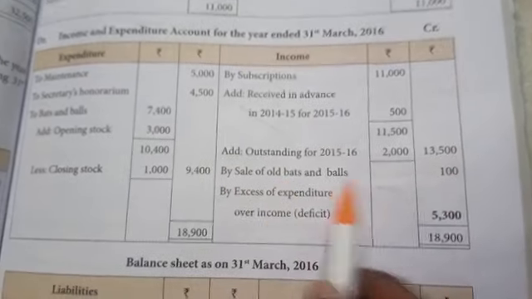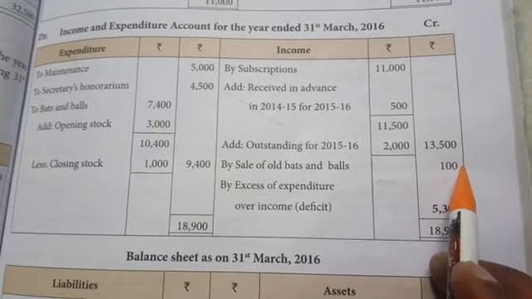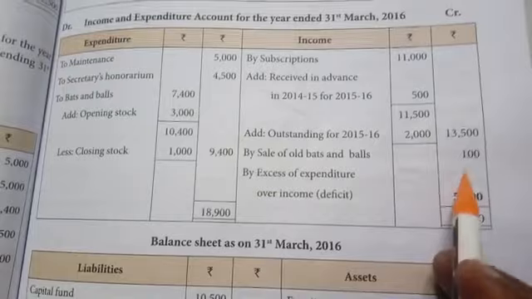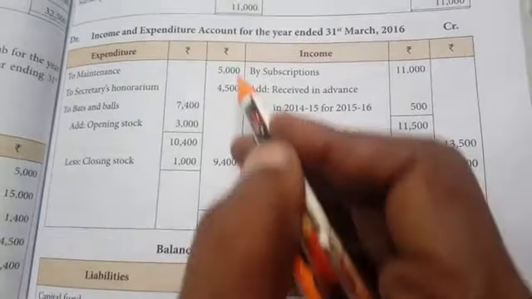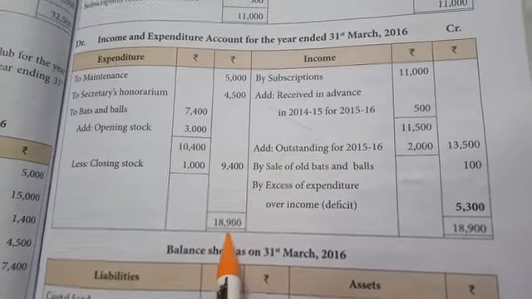Sale of old bat and ball is to be treated as income. It should appear on the income side of the income and expenditure account. Then we are going to put the total. Check the total. Which side is the highest amount? Expenditure side is the highest amount.